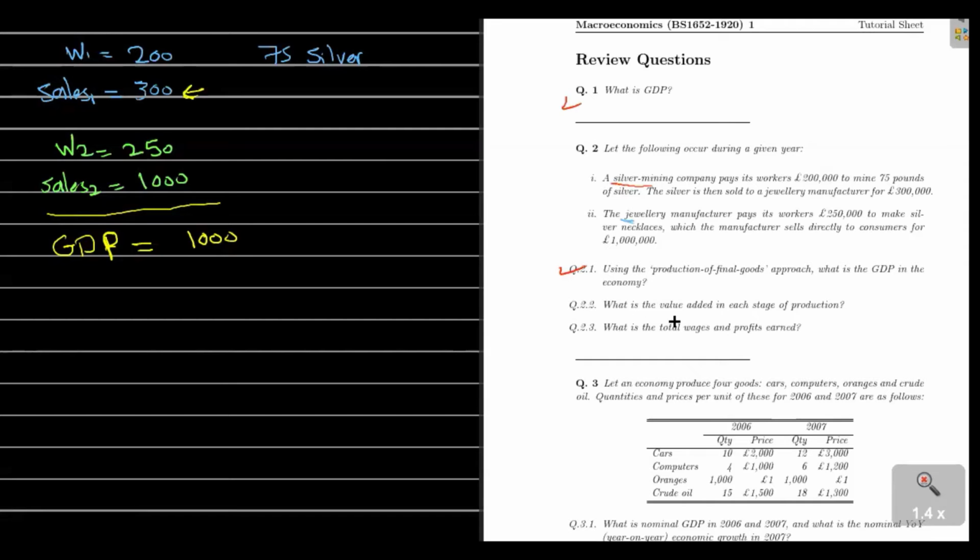So that is the first part of the question. Moving to the next part, we want to do the same, but following the value added. Let's see how much the value added is. Let's start with firm 2 because it's more straightforward. How much is the value added for firm 2? Can anyone tell me how much that should be?